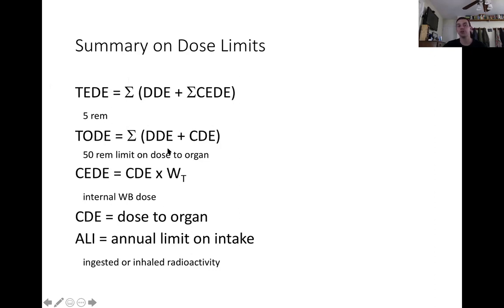The total organ dose equivalent is that individual organ that has a certain dose, and then you combine that with the deep dose to get the total organ dose equivalent. And that would be against your 50 rem limit.